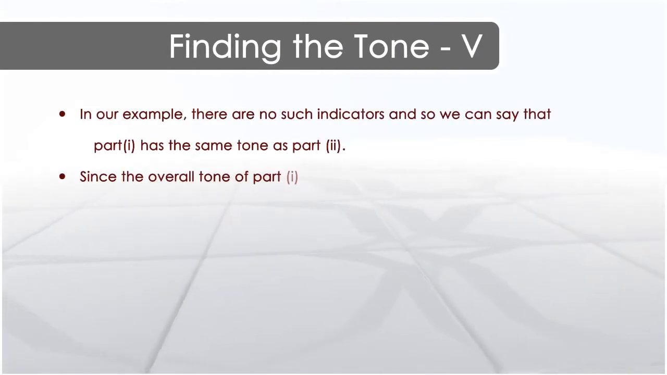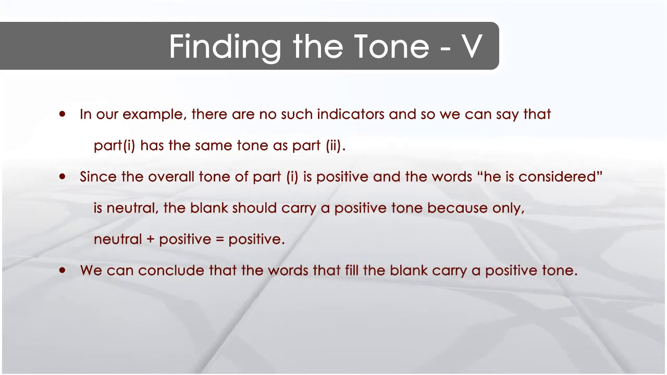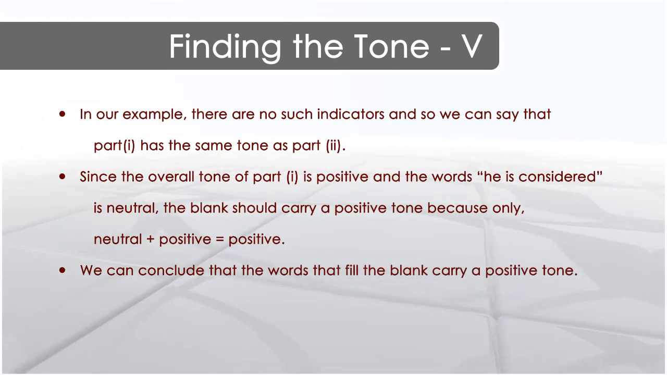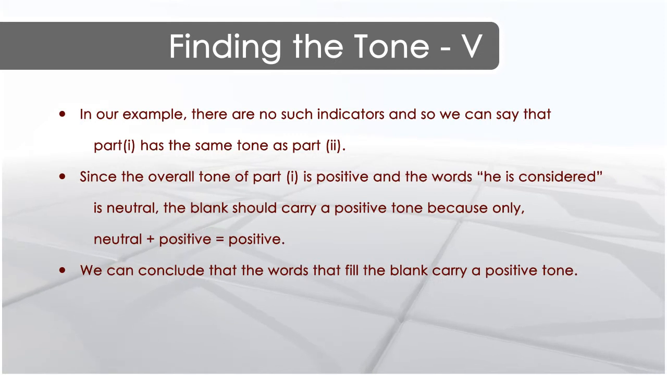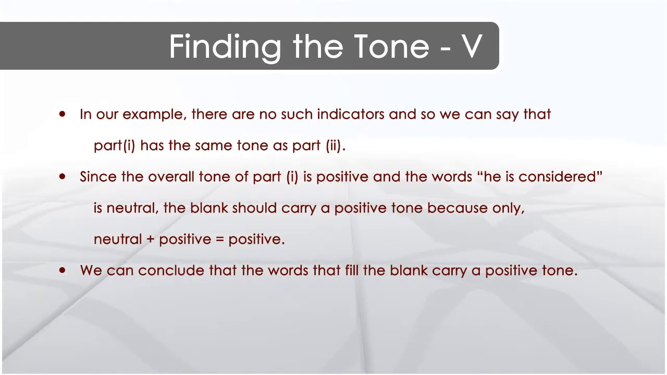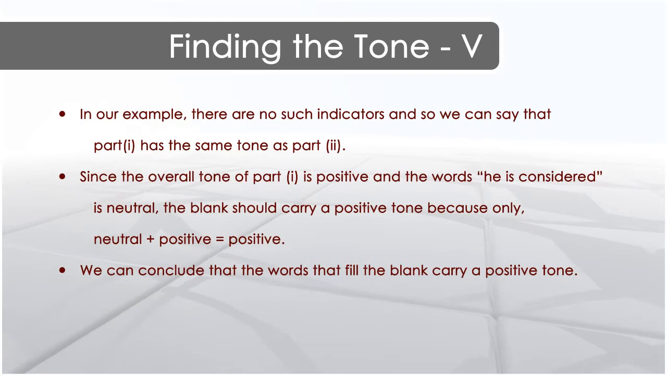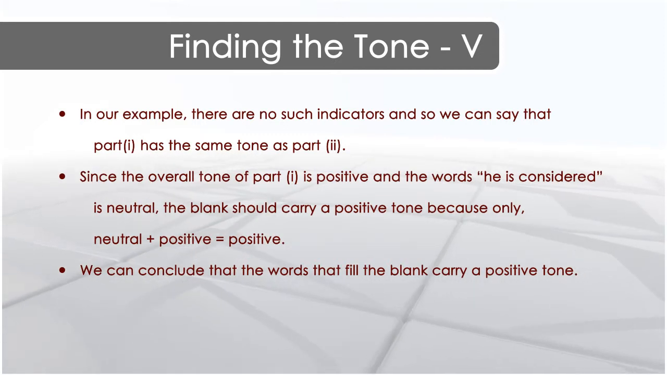In our example, there are no indicators of contrasting tones, and so part 1 has the same tone as part 2, which is positive. We see that part 1 contains some words and a blank. Since the words before the blank are neutral in tone, and we know that the overall tone of part 1 is positive, we can conclude that the blank carries a positive tone.